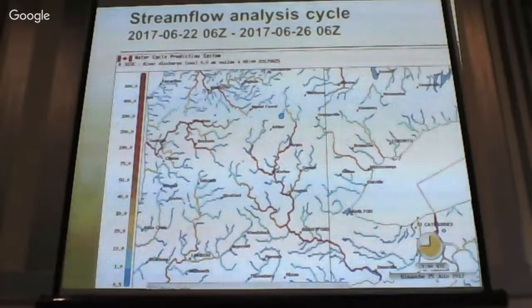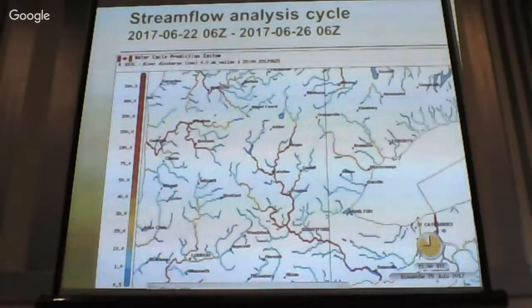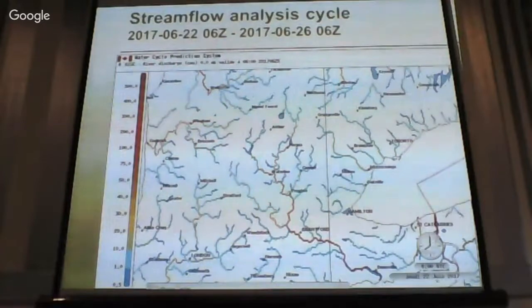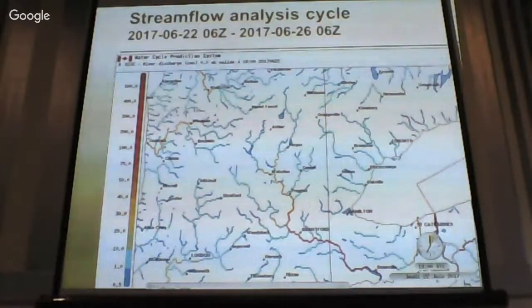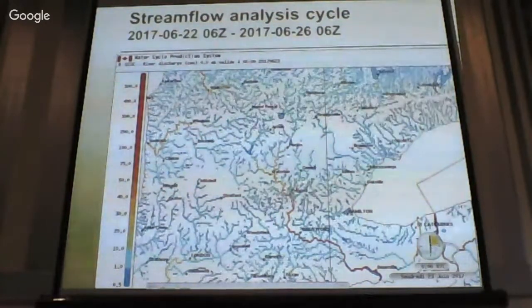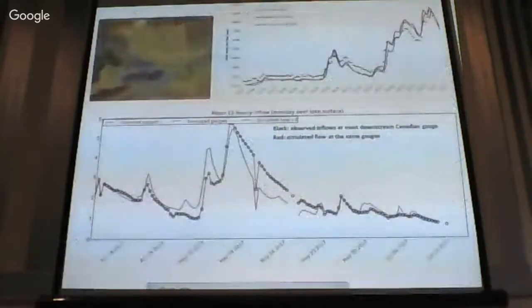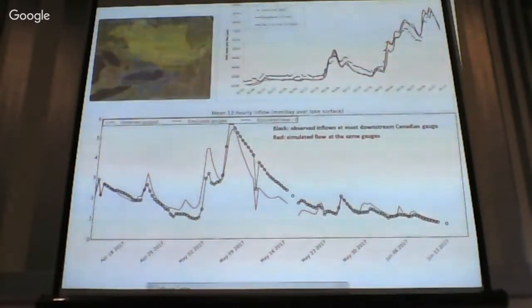So this is at a lower resolution than the National Water Model in the US. We are running here the atmospheric model at 10 kilometers and the routing model at 1 kilometer. We implemented this operationally in June of last year, and we had the chance to have this spring the record high water level, the highest water level ever recorded on Lake Ontario, which created quite a bit of flooding on Lake Ontario, and also downstream in Montreal.